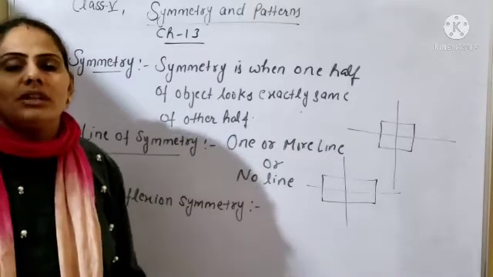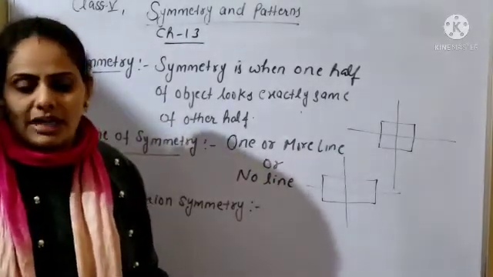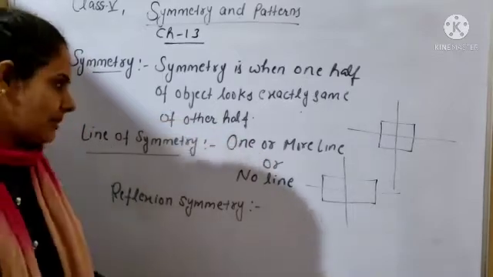So in any object or figure, there can be one line of symmetry, there can be no line of symmetry, or there can be more than one line of symmetry.